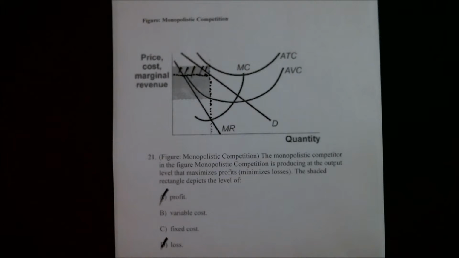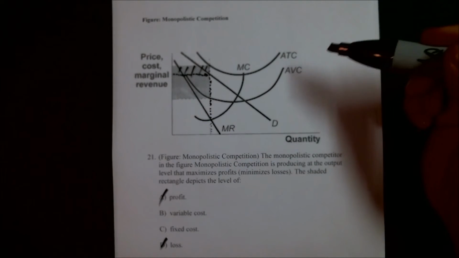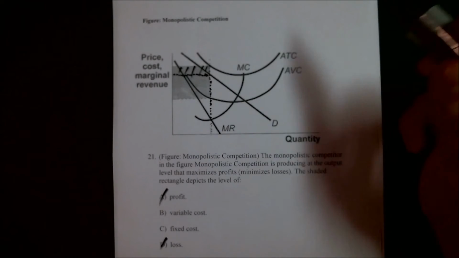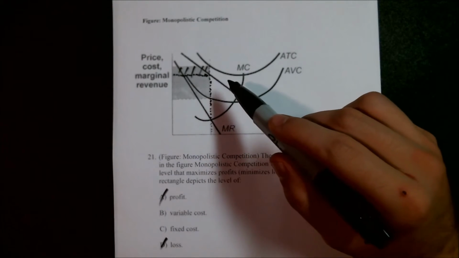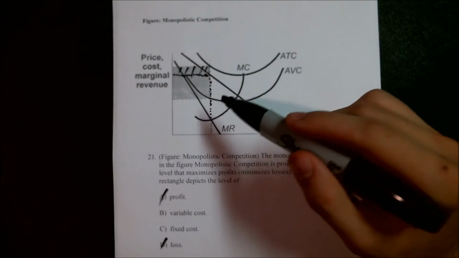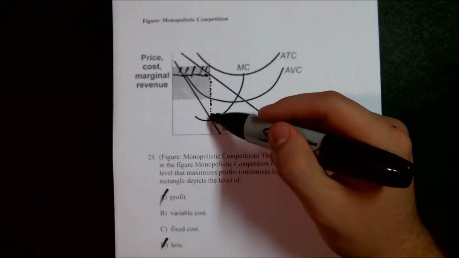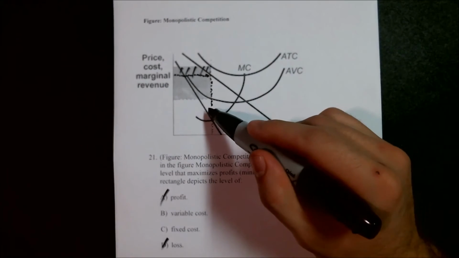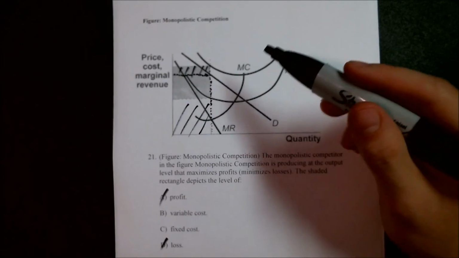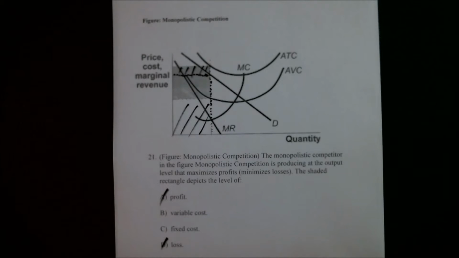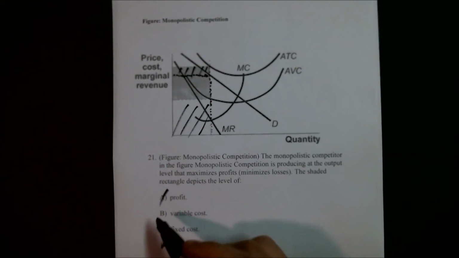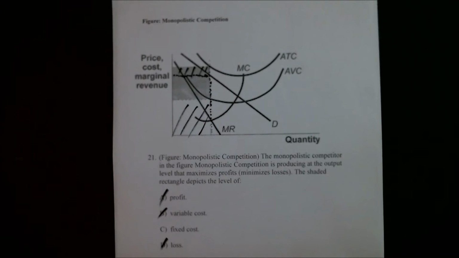Okay, so now moving on to B, variable cost. So here we have an average variable cost curve, and so at this point, if we want to know our total variable cost, where marginal revenue equals marginal cost, then we would drop down right here and then go over to the left, and this region would be the total variable cost payment that this firm is making. So since that is not highlighted, we know that is not the correct answer. So obviously the answer is going to be C, fixed costs.